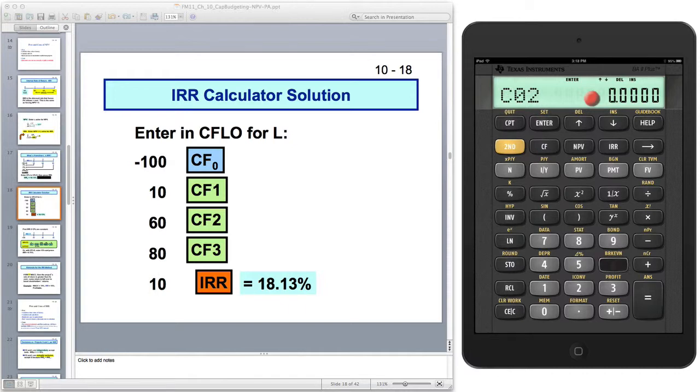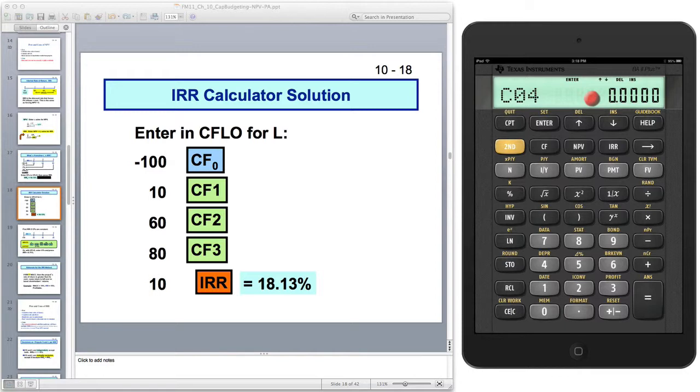C02 is 60. Hit enter. Frequency again 1. Continue. And C03 is 80. Hit enter. Down arrow, 1. Now something interesting will happen. C04 shows up as 0. Please do not hit 0. Do not hit enter here, because that is like telling the calculator that the fourth cash flow was $0. That is not the case.